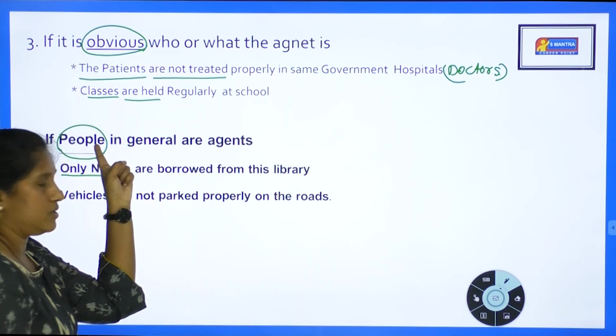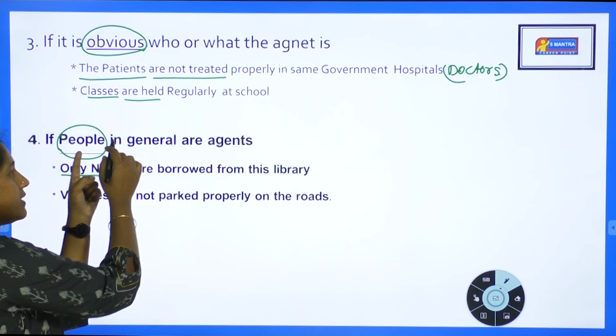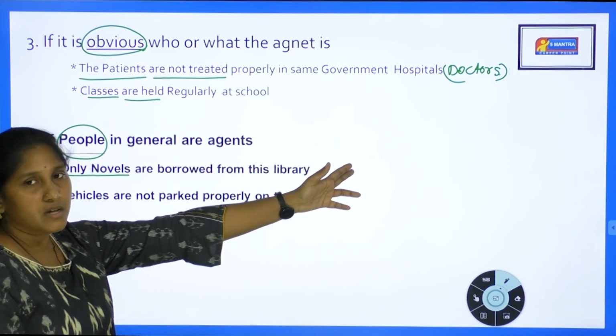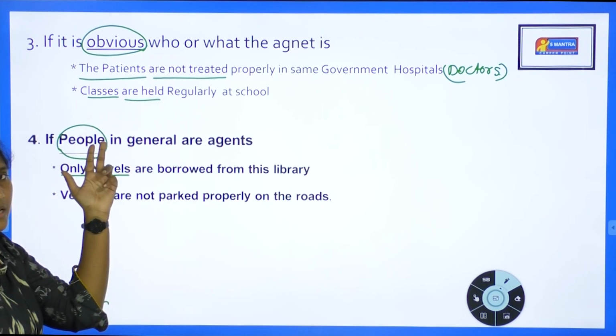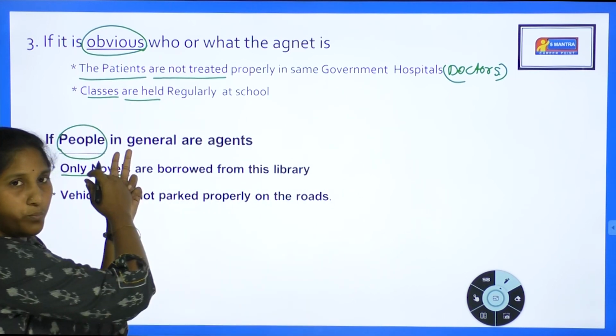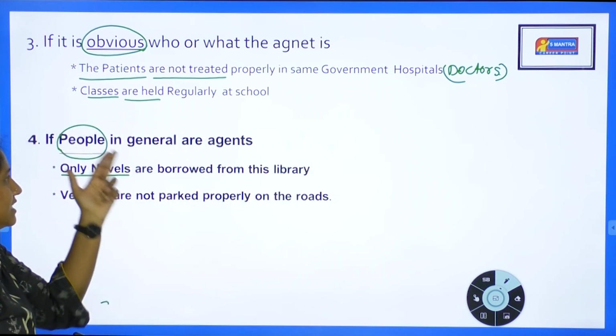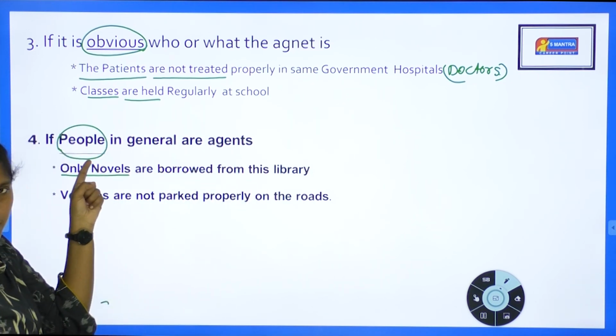By the people. Okay. So, who are the agents here? People only. So, what is the information about the agent here? This information is applicable to people. That's why the agent will be the people here.